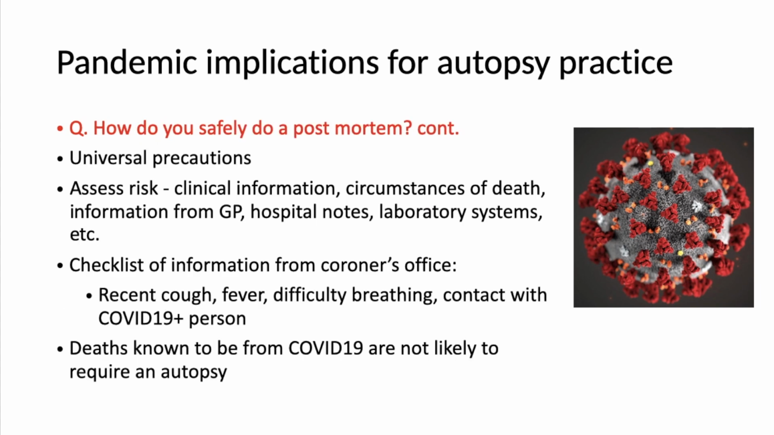So you need to take universal precautions, which include proper personal protective equipment. You need to start off, first of all, by assessing the risk. Find as much clinical information as you can. What are the circumstances of death? What information can you glean from GP records or hospital notes or laboratory systems? Basically, get as much information as you can to assess the risk of the case.